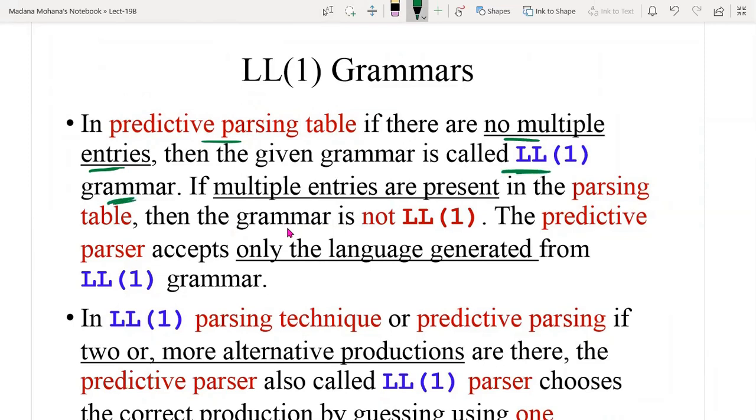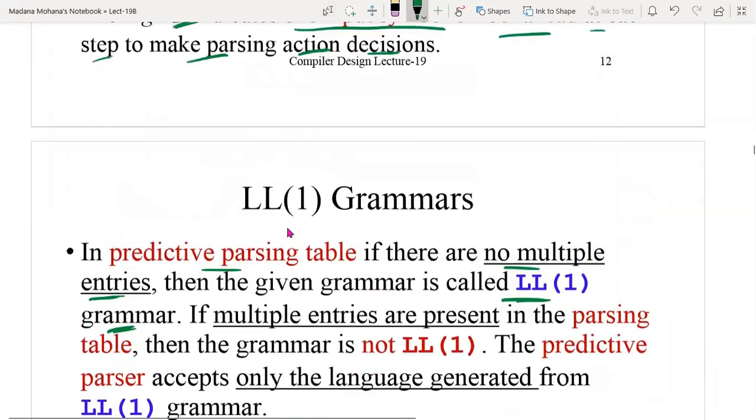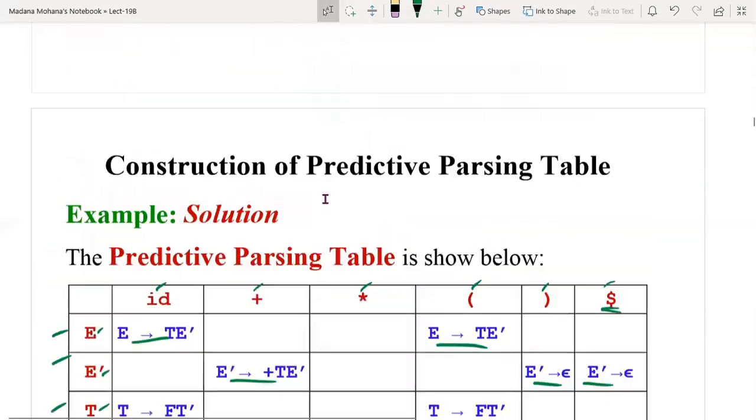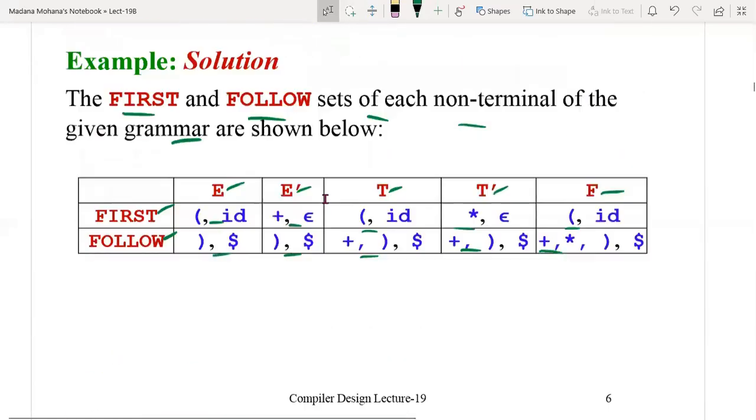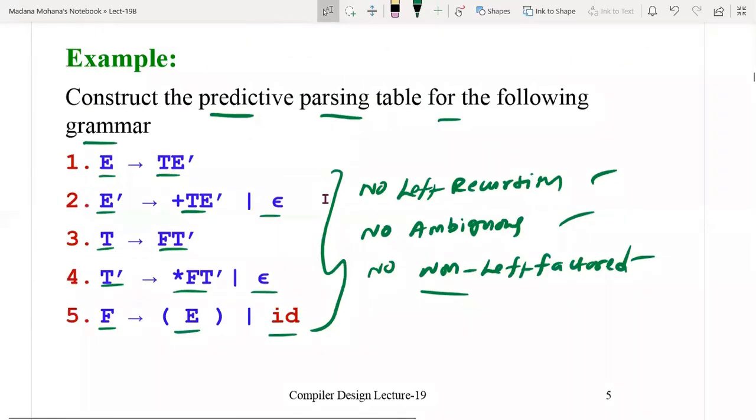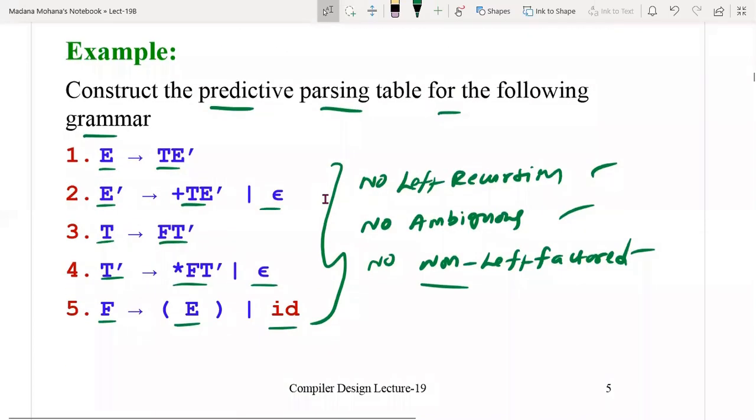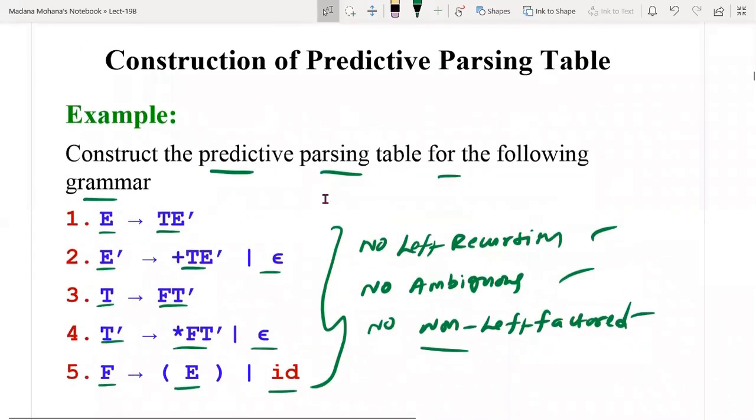Previously, whatever table we constructed, you can go back once and check. If you want to check whether a grammar is LL1 or not, this question will also come in the examination. So check whether the given grammar is LL1 or not. What we have to do is first construct the predictive parsing table. Then, by seeing the entries in the predictive parsing table, if there are no multiple entries in any entry, then the grammar is said to be an LL1 grammar. Otherwise, it is not an LL1 grammar.